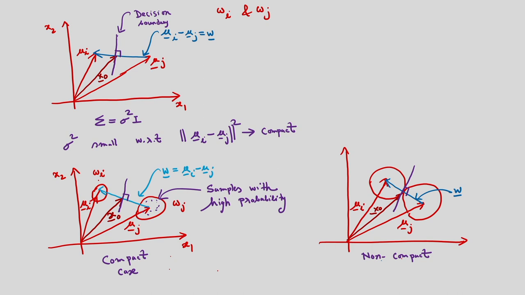So this is the procedure for how to find the location of the decision boundary between the classes. The first point to remember is that the decision boundary should be orthogonal to the weight vector. The weight vector is W, the difference between the two means mu I and mu j. The second point is that the decision boundary should pass through the point x naught. This is for case number 1.